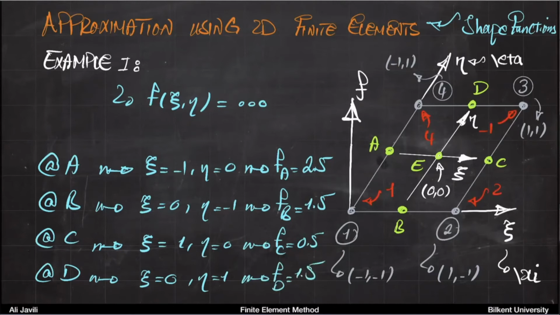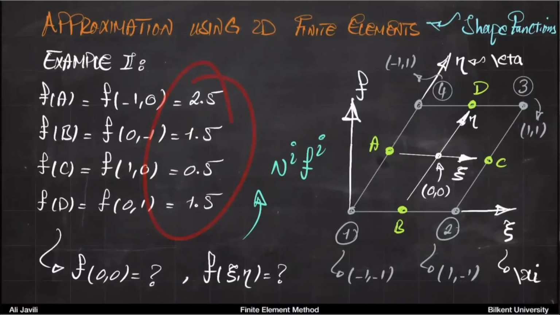So my point being that now if you compare these four values, 2.5, 1.5, 0.5, and 1.5, these four values are the same values that I gave you in example 2. So example 2, I leave it as an exercise for you.